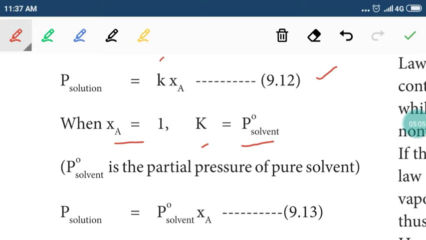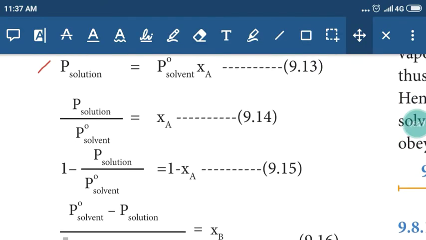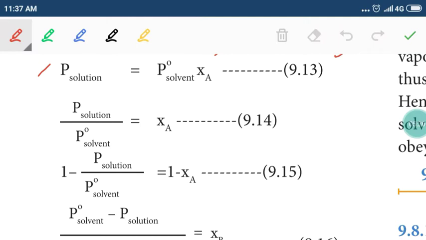This value can be substituted again in equation 9.12, and you will get equation 9.13. The partial pressure of the solution is equal to the product of the partial pressure of pure solvent and the mole fraction of solvent. Now this term, the partial pressure of pure solvent, is moved to the left hand side, so it will come as a division. The partial pressure of the solution divided by the partial pressure of pure solvent is equal to the mole fraction of solvent A.